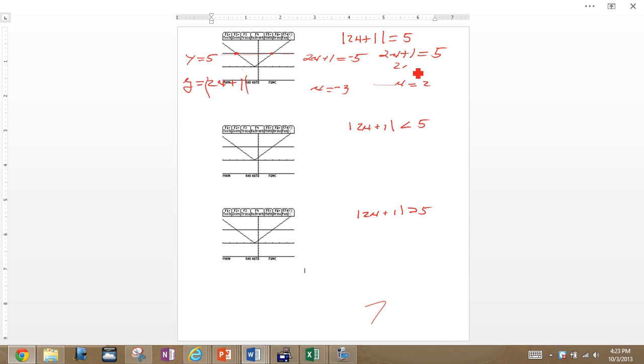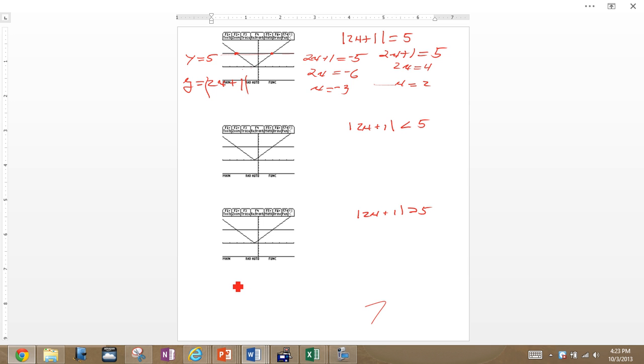Solving this, you subtract 1, we get 2x equals 4. We get x equals 2. Solving this, subtract 1, we get 2x equals negative 6. Therefore, we got x equals negative 3, just what we knew it was to be.